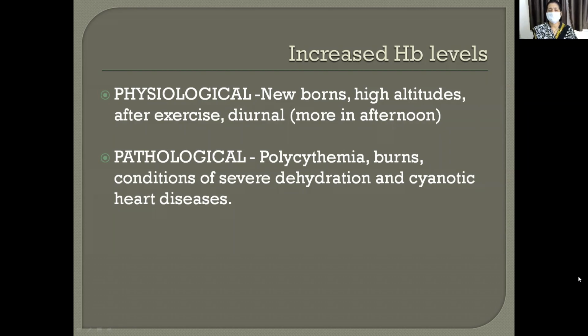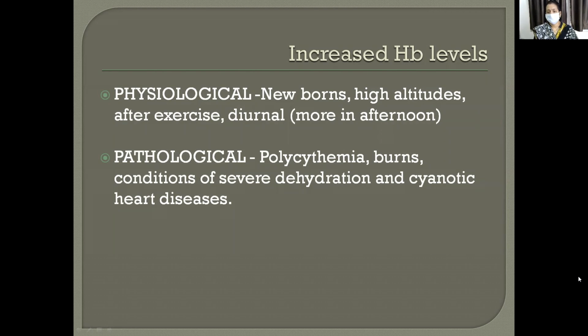So physiologically, newborns, I told you, can have 17 to 22 grams per deciliter of hemoglobin, so that's normal. Then higher altitudes, obviously there is hypoxic conditions, so in that we can find increased hemoglobin because it is trying to compensate the hypoxia. After exercise, and diurnal, that is more in the afternoon. Then pathological. Pathological is polycythemia, wherein there is increase in the packed red blood cells that you can see when you kind of sediment.